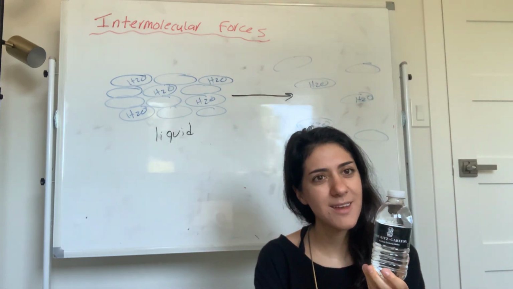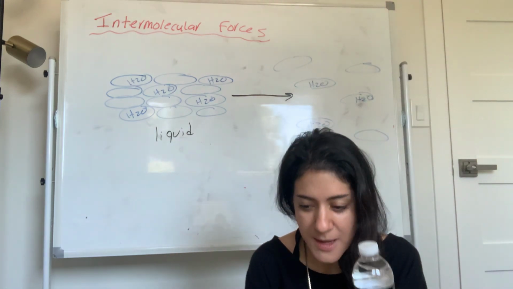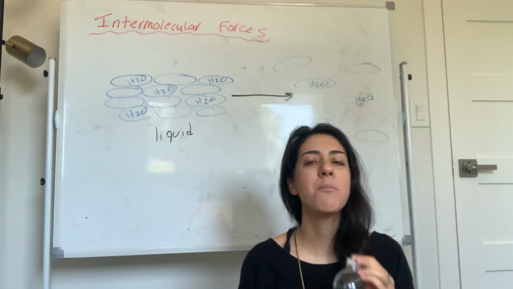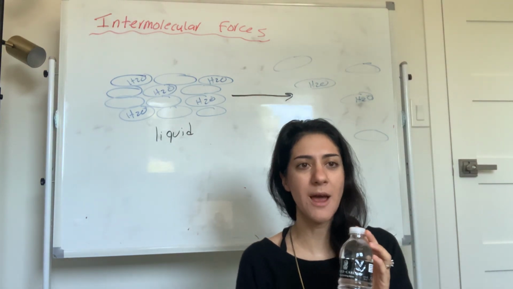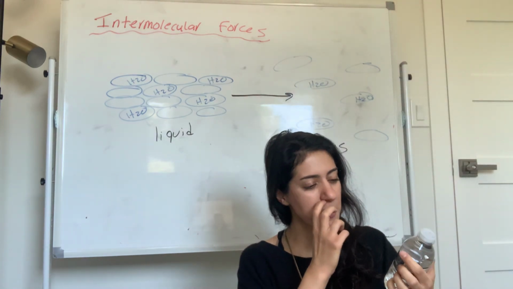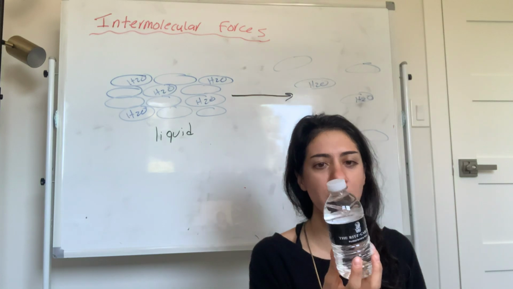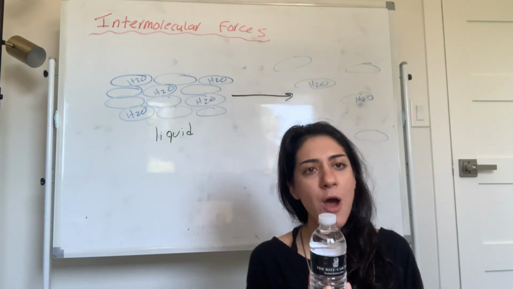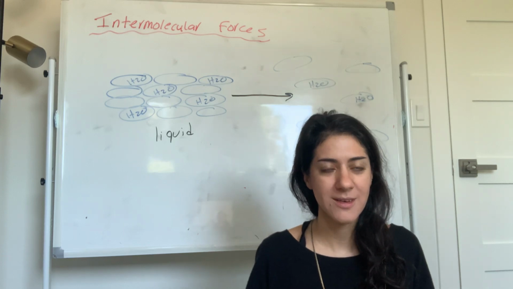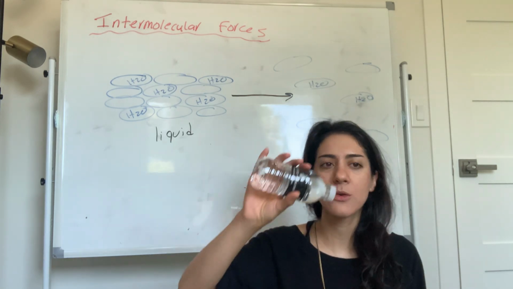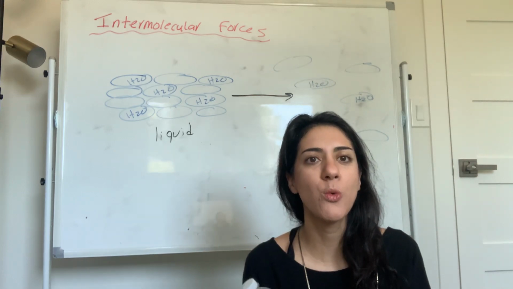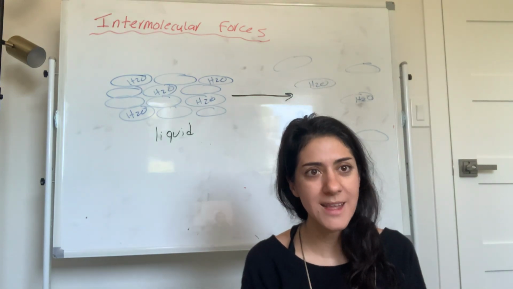What do you think? There are probably millions of water molecules in here right now. Hopefully you were close to that number. The question is, if there are millions of water molecules in here right now, how are they held together and they're not running away from each other? Why is that?